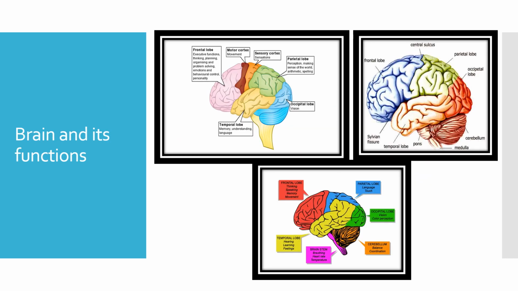Here we are seeing the diagram of the three parts of the brain with their functions. This is the main part of the brain, the cerebrum. Next come the cerebellum and the medulla. The cerebrum is the uppermost and largest part of the brain. It has the frontal lobe, the parietal lobe, the occipital lobe. This is the central sulcus.